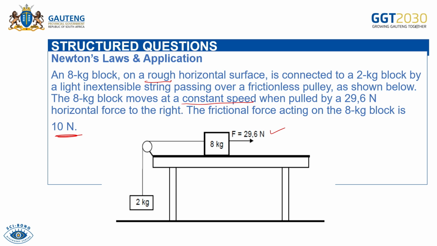It's the 2-kilogram object which is hanged vertically, and then the 2 objects that are connected by a light inextensible string. So obviously there's a string there, which means that there should be what? Tension force. And then there's a force that is applied to that 8-kilogram block, which causes the whole system to move to the right at a constant speed.